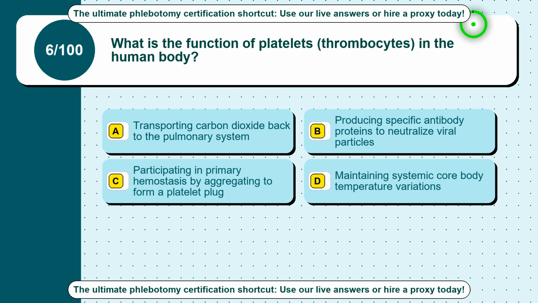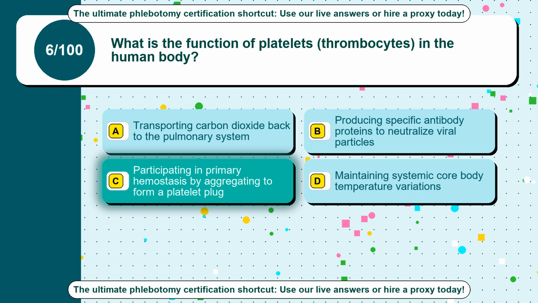Question 6. What is the function of platelets, thrombocytes, in the human body? Option A. Transporting carbon dioxide back to the pulmonary system. Option B. Producing specific antibody proteins to neutralize viral particles. Option C. Participating in primary hemostasis by aggregating to form a platelet plug. Option D. Maintaining systemic core body temperature variations. The correct answer is option C.